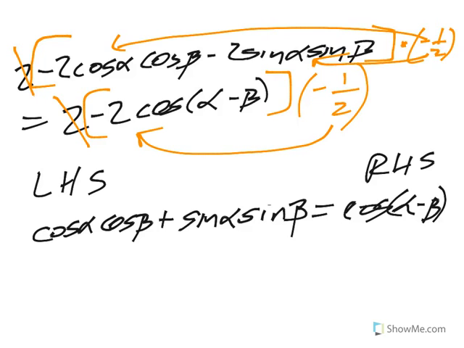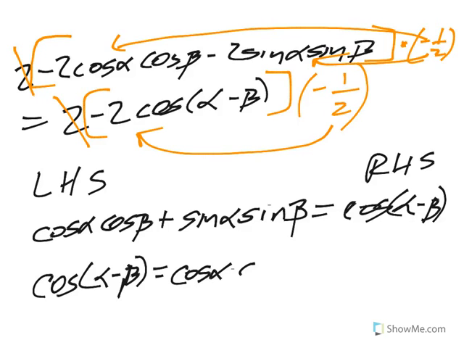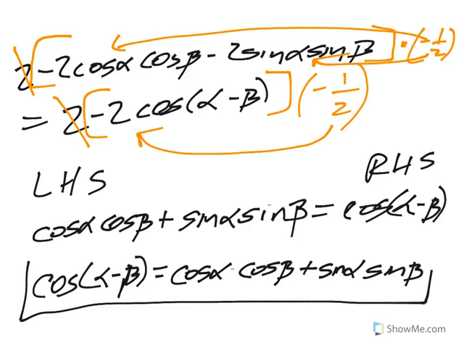So typically, the way you see this is that the cosine of the difference of two angles is equal to the cosine of the first times the cosine of the second, plus the sine of the first times the sine of the second. And sorry that took so long, but there is the cosine of a difference identity.